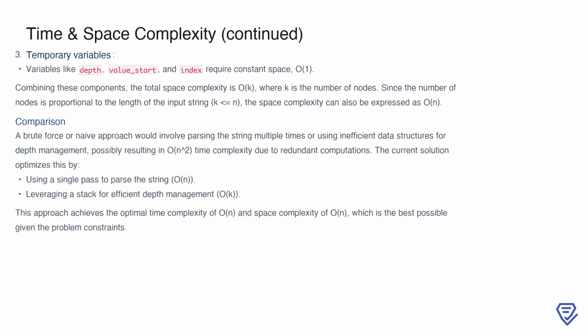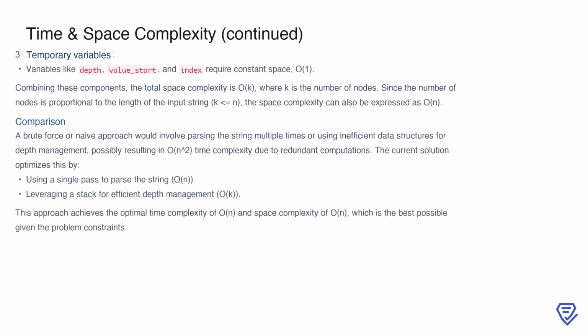Next, we consider the space required to store the tree. Since the tree is constructed in memory and each node is represented as a tree node object requiring constant space, the total memory needed for the tree is proportional to the number of nodes, resulting in O(k) space. We also account for the temporary variables used in the algorithm, such as depth, value_start, and index. These variables occupy constant space, or O(1), and do not contribute significantly to the overall complexity. Combining all these factors, the total space complexity of the solution is O(k), which can also be expressed as O(n), since the number of nodes is proportional to the length of the input string.